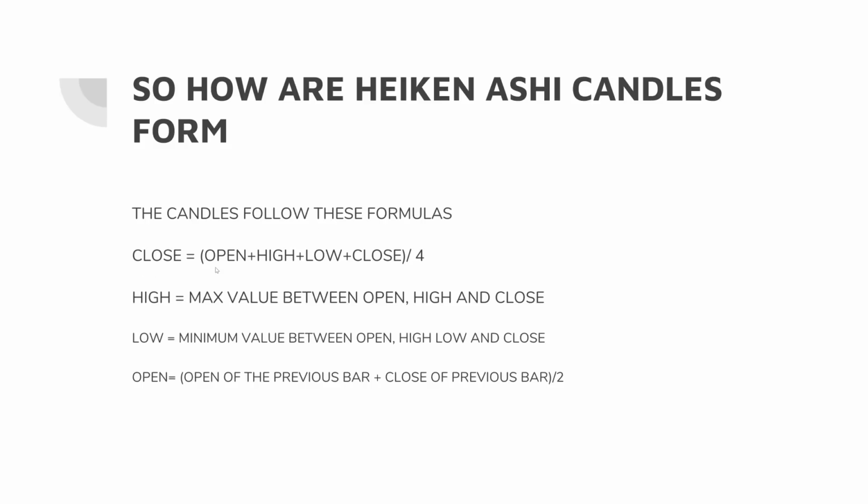The close of a Heiken Ashi candle is basically open plus high plus low plus close, the average of all these four. High is basically the max value between open, high, and close. Where the candle opened, what was the high, what was the close; whichever of these three is the highest will give you the high. Low will be the minimum between the open, high, and low. The lowest part of the candle will give you the low, and the highest part of the candle will give you the high. Open will be, how do you see the open?